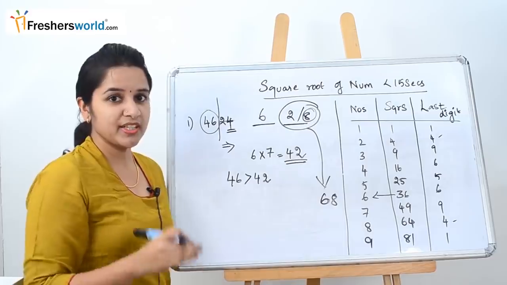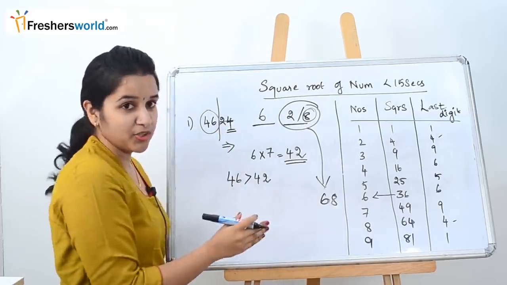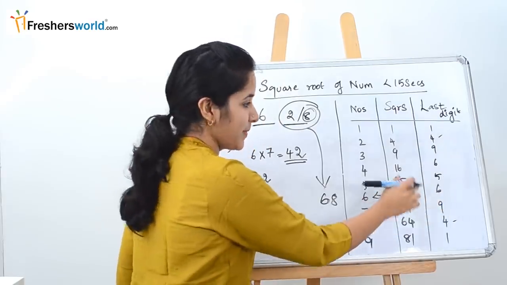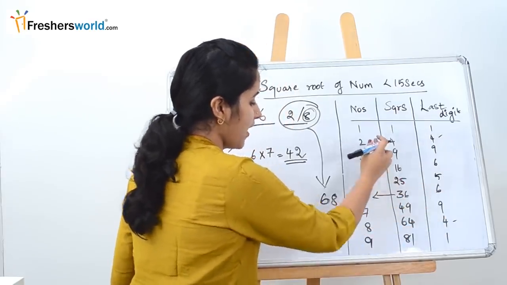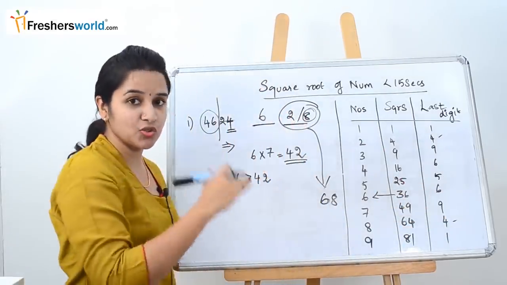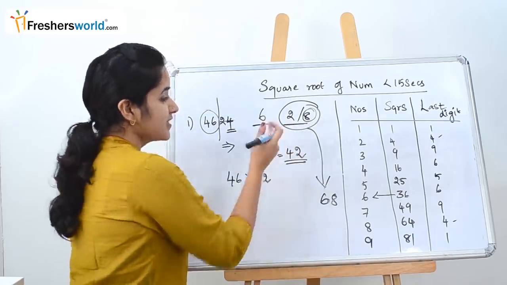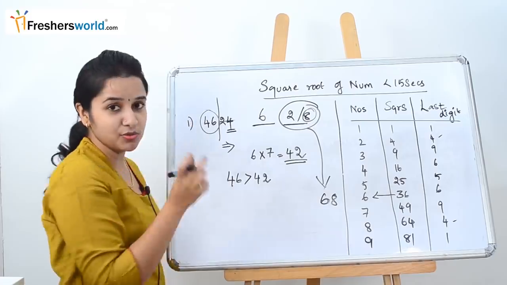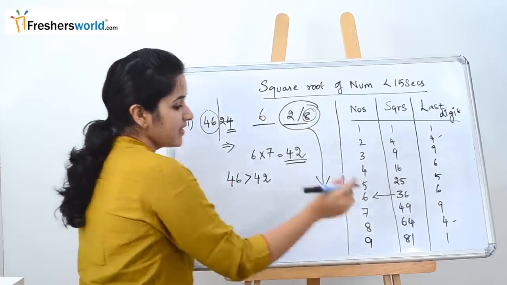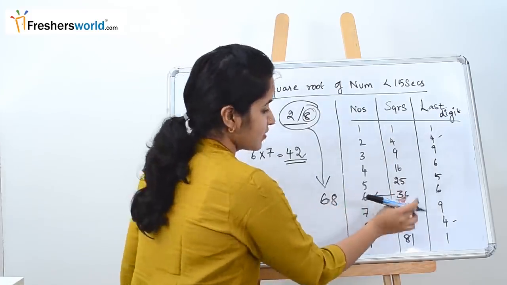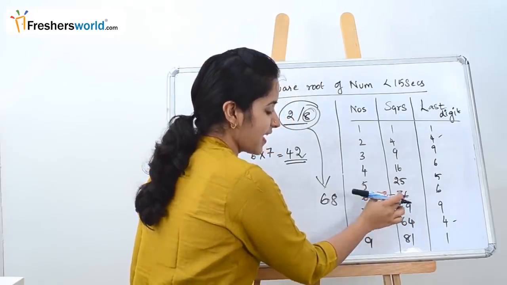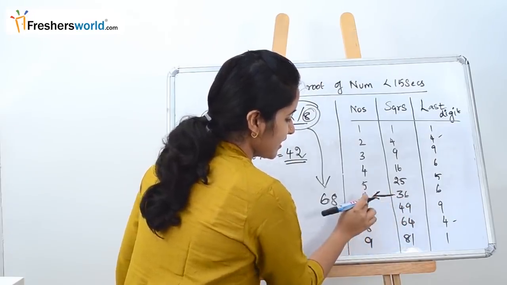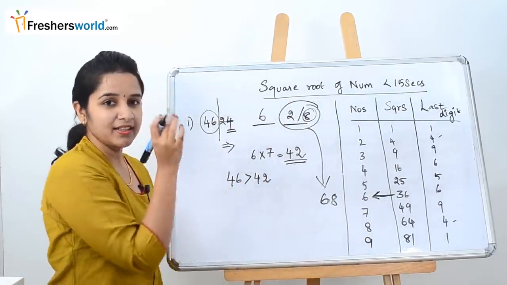So how did we do it? Let's have a recap. They have given the question, you take the last digit of it, go here and find where that matches. So 4 is in 2 and 8. So we write it either it's 2 or 8. Next, you ignore the last 2 digits, take the first 2 digits they have given, then see where it falls between the squares. So 46 falls between 36 and 49. So you have to take the lowest one, which is nothing but 6 here. So you directly write the 6 here.